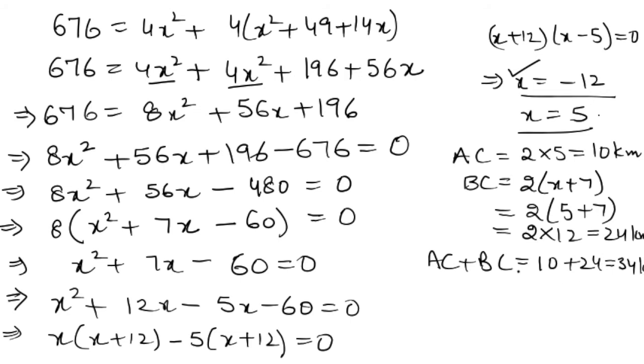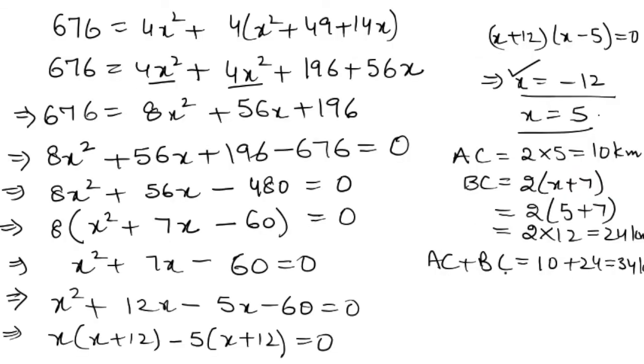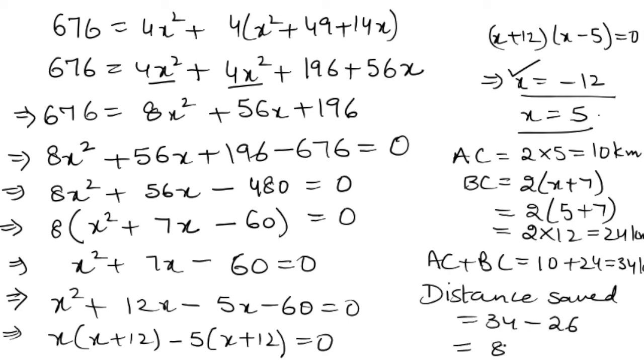Now if you have to compare, here the distance of AB was given as 26 kilometers, and on adding AC and BC you are getting the distance as 34 kilometers. So the distance that you are saving by constructing the highway will be equal to 34 kilometers minus 26 kilometers, which is equal to 8 kilometers. So 8 kilometers is the distance which you are saving by constructing the highway.